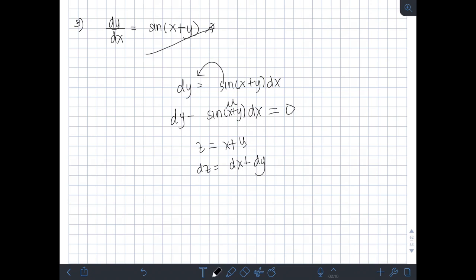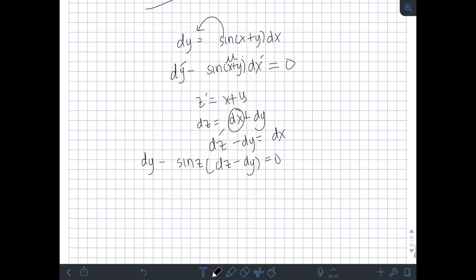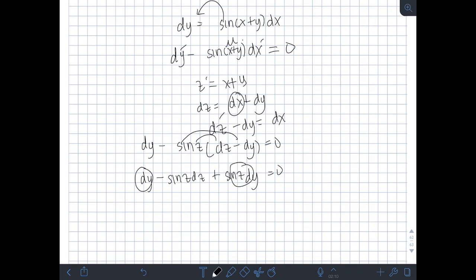So, let's say, etong si dx ulit isolve natin. So, dz minus dy is equal to dx. So, substitute natin. So, dy, copy lang, minus sine x plus y, magiging sine z na lang. Tapos, itong dx is itong dz minus dy equal 0. Okay, so therefore we have dy minus, distribute ko si sin z, minus sin z dz plus sin z, distribute din dy equal 0. So combine ko tong may mga dy, so magiging 1 plus sin z dy minus sin z dz equal 0.